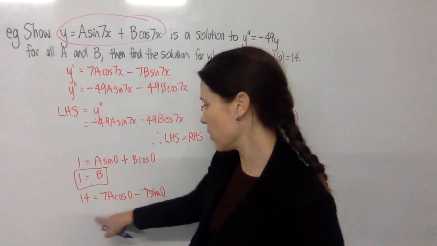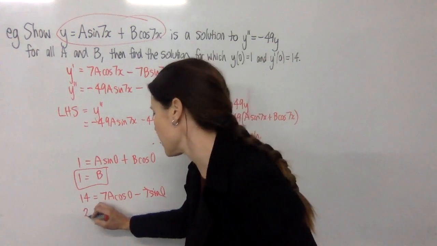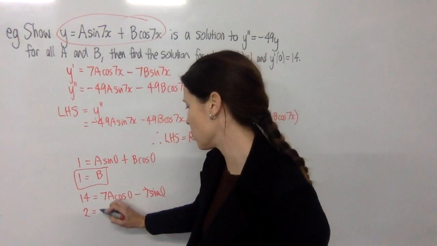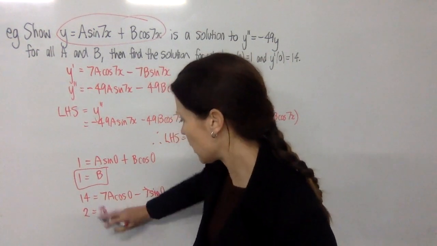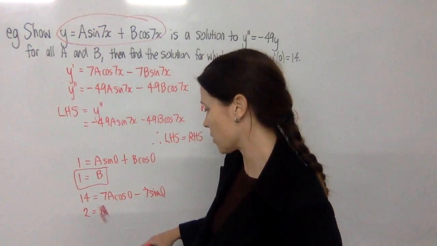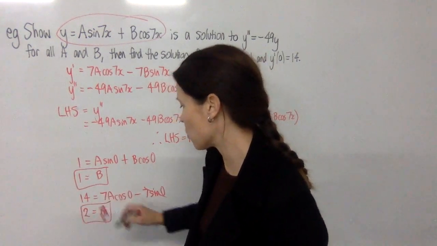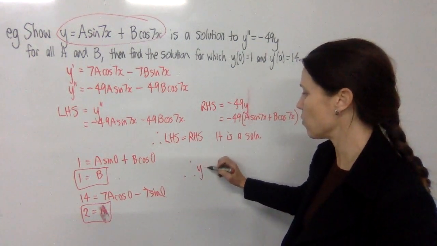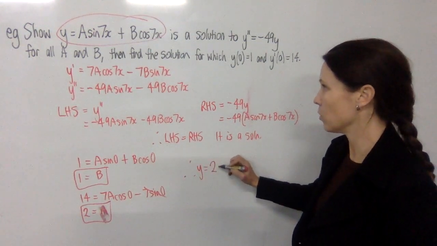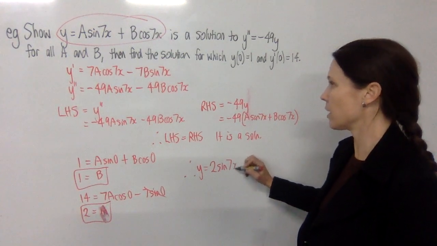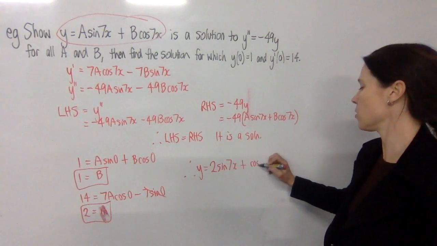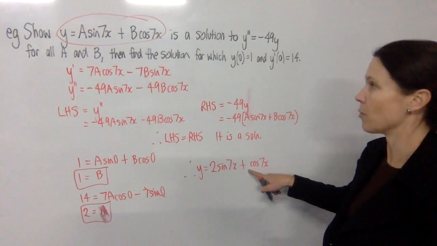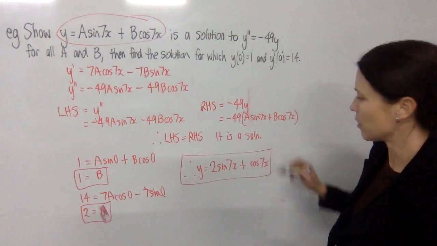So now I can see that dividing both sides by 7, I've got 2 is equal to a times the cos of 0, which is 1. So a is 2. So now I've found both of my constants. I can say, therefore, y is equal to 2 sine of 7x plus cos of 7x. I've just subbed in a 1 there for b, and I've found my particular solution.